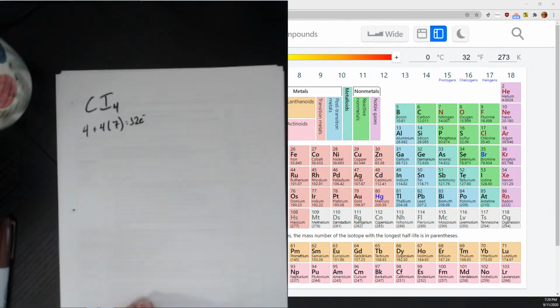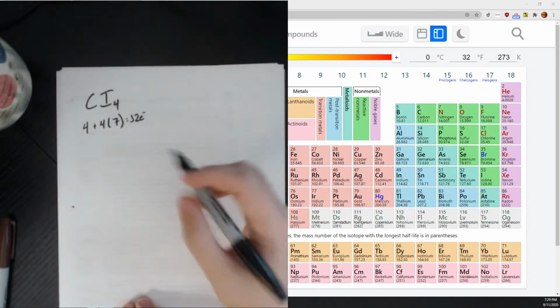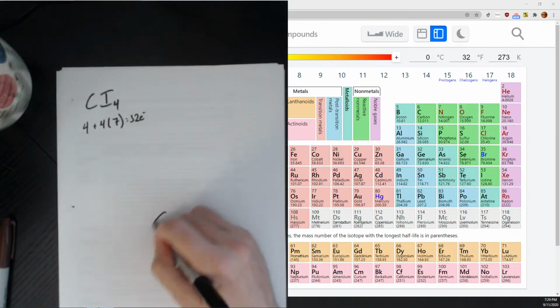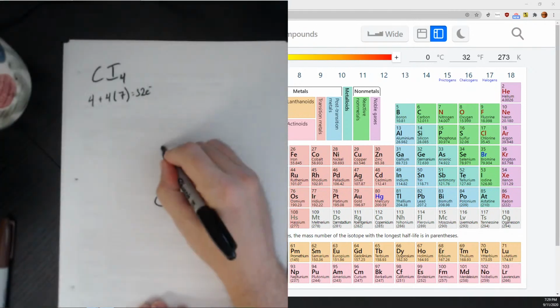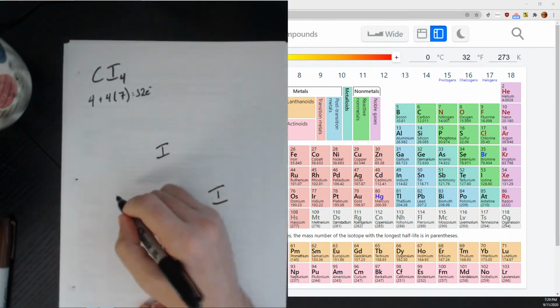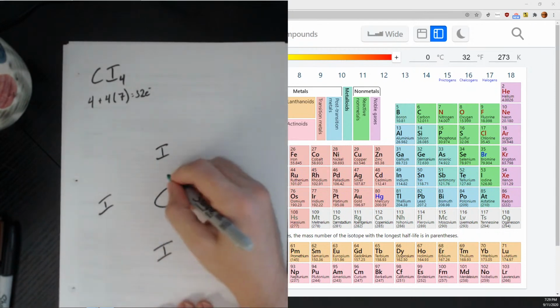Now, once again, our central atom is going to be carbon. Carbon likes to go in the middle. Carbon is very much the mom of the group, taking care of everybody. So carbon goes in the middle. We surround it with our 4 iodines. And now we go ahead and we draw a single bond from carbon to each of the iodines.